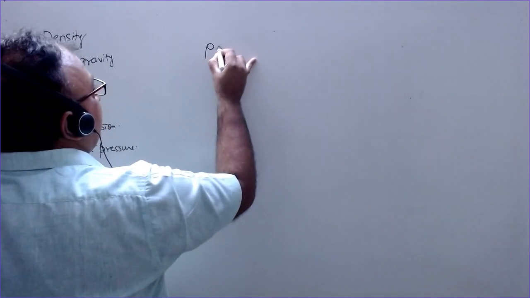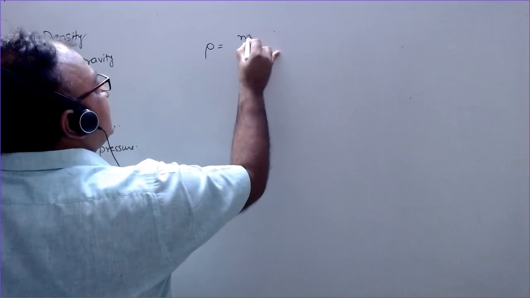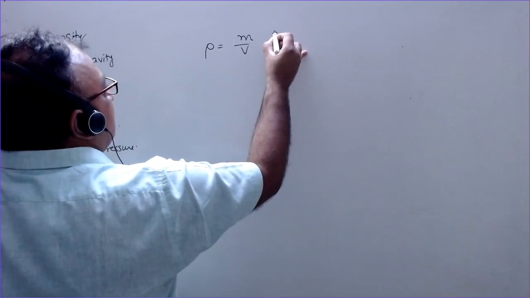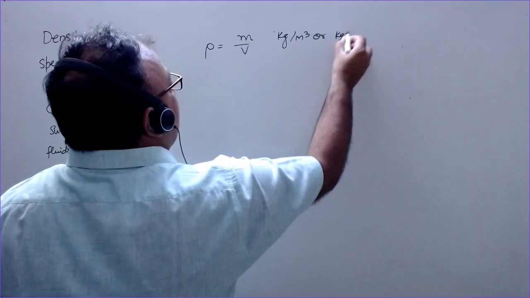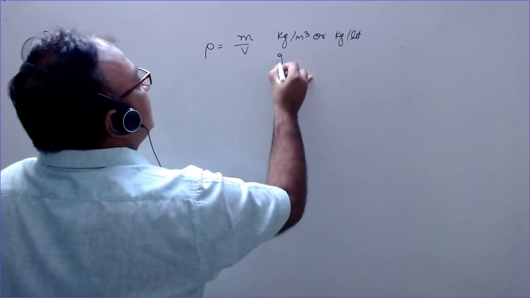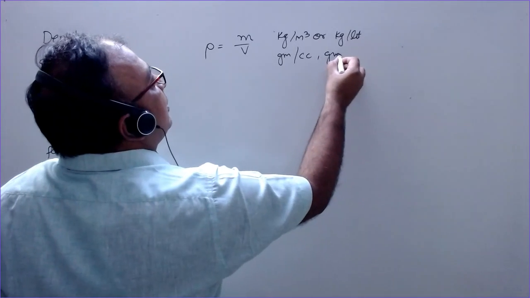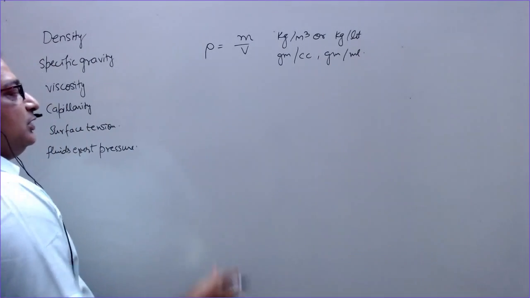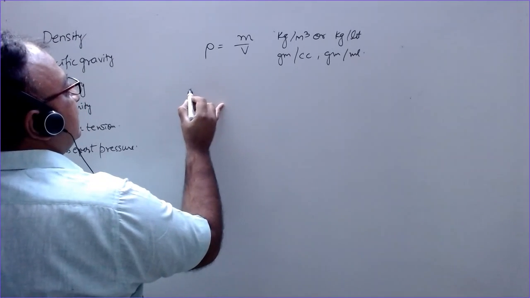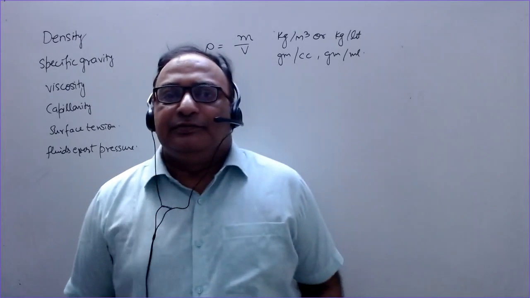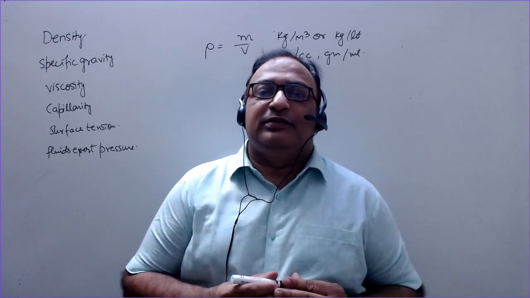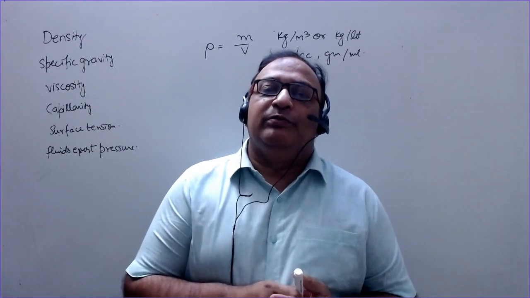So first is density. Density of any substance is defined as mass per unit volume. The unit of this is kilogram per meter cube, or kilogram per liter, or gram per centimeter cube, gram per ml, etc. In case of a fluid, the density is almost constant, because we consider the ideal fluid to be incompressible.